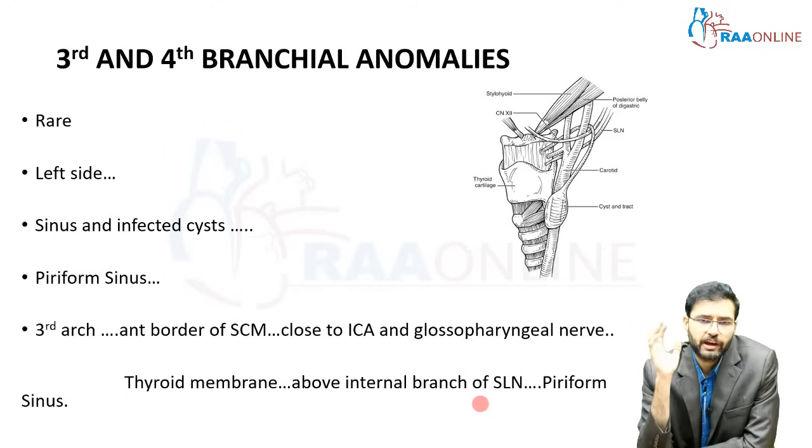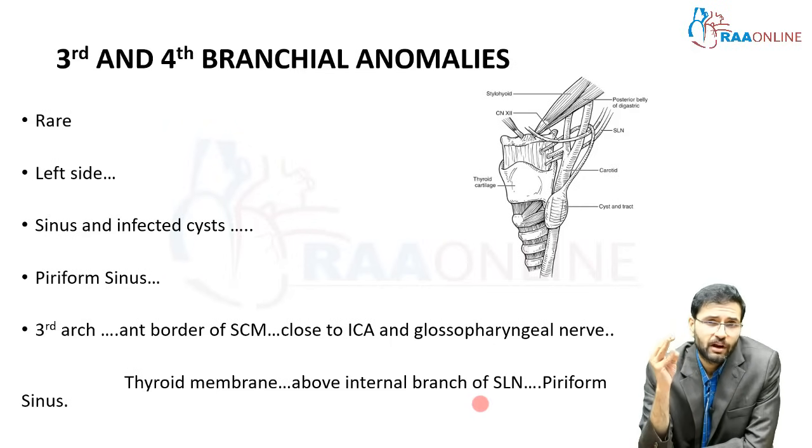Third and fourth branchial anomalies are extremely rare, and they usually present in the neck, usually on the left side. They present as sinuses or infected cysts, most commonly as neck abscesses, with recurrent neck abscesses a common manifestation of third and fourth branchial anomalies. The internal opening is usually into the pyriform sinus. Third arch sinuses usually arise along the anterior border of the sternocleidomastoid, most commonly on the left side.